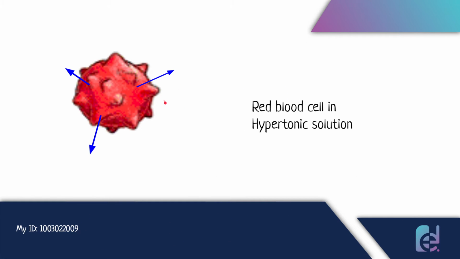So this is a red blood cell in a hypertonic solution. So outside there's lower water concentration, inside there's higher water concentration. As the process of osmosis still follows, this highly concentrated water will move out of the cell. As a result, the red blood cell will shrink in size.